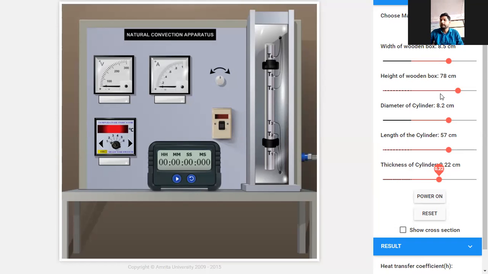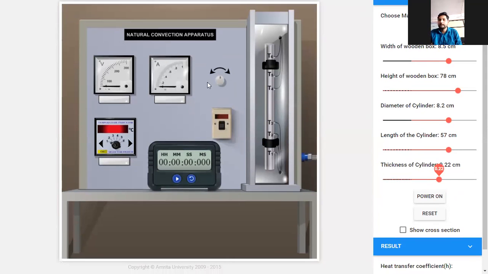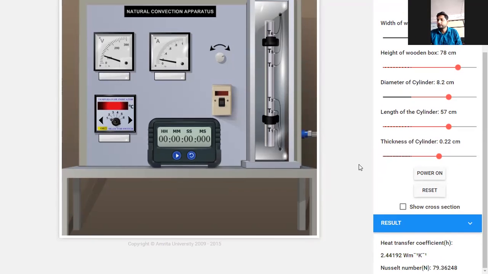0.22 centimeter. Okay, now after providing all the dimensions for the wooden box and the cylinder, then you have to select the voltage, how much volt you want to provide. Okay, this is the knob, and you can click on these two arrows and vary the voltage. So now here 100 volt is there, and the respective current. If you select this 100 volt, the respective current will be shown.